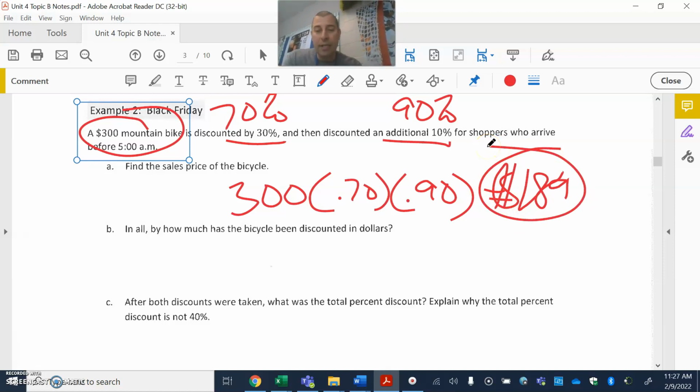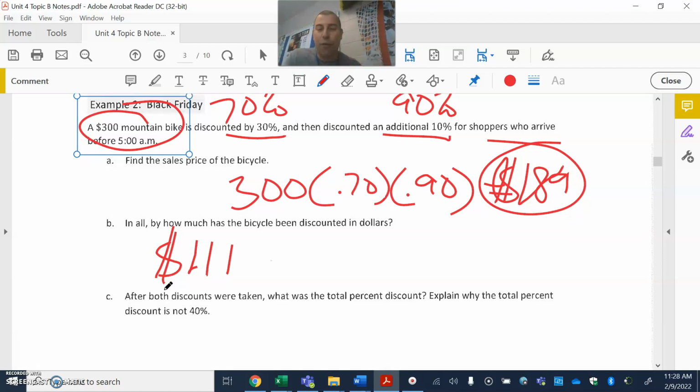Okay, so in all, how much had it been discounted? Well, I was at 300, down to 189. What's that going to be? $111. It was discounted $111. All right, so after both discounts were taken, what is the total percent discount? This is the big thing: it's not the 40 like it says there. We just don't take the 30 plus the 10 and get the 40. So let's keep this in mind.